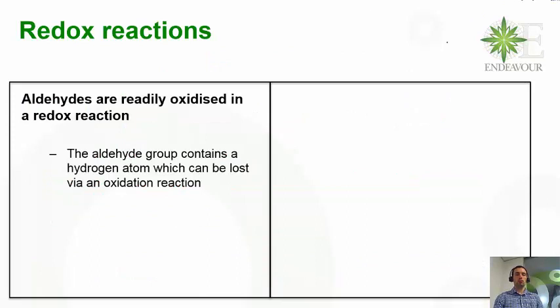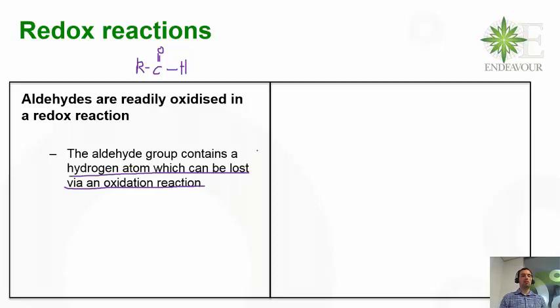So before we get onto the alcohol breakdown, I just want to show you the difference between a couple of functional groups and what dictates whether they will be oxidized in a redox reaction or not. So the aldehyde functional group, which has a single R group, double bond oxygen, and a hydrogen, actually has a hydrogen atom within the functional group atoms, and that means it has a hydrogen that can be lost in an oxidation reaction.